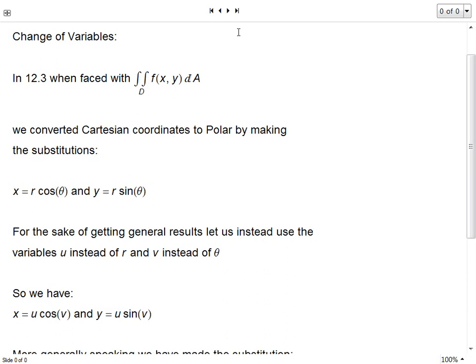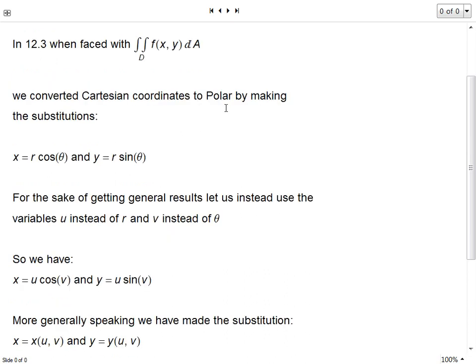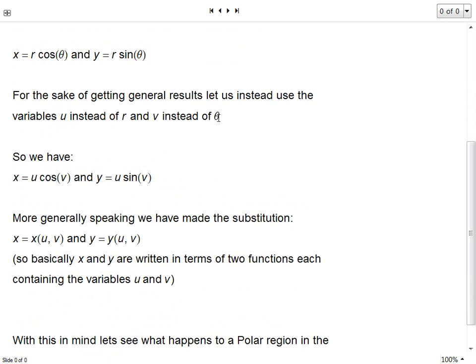For the sake of understanding what's going to go on in this section, instead of using the variables r and theta, let me use u and v instead. Let's say I said everywhere we see an x, we replace it with u cosine v, and everywhere we see a y, we replace it with u sine v. It's the same change, isn't it?